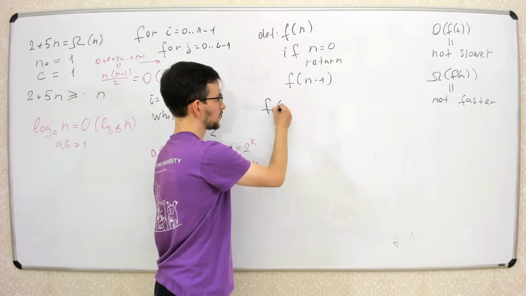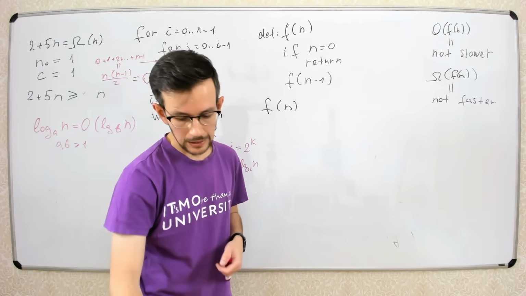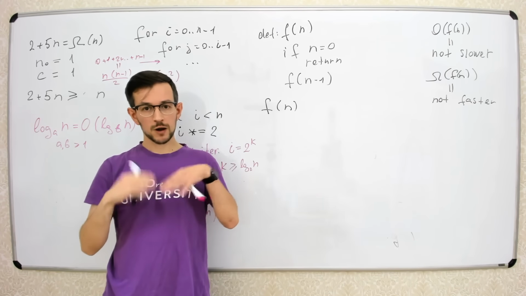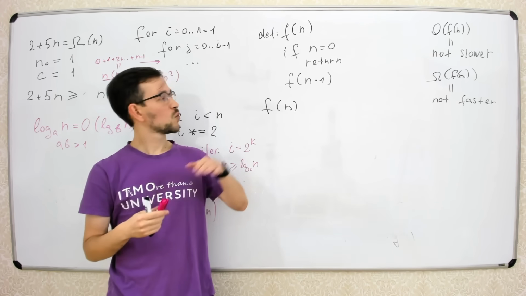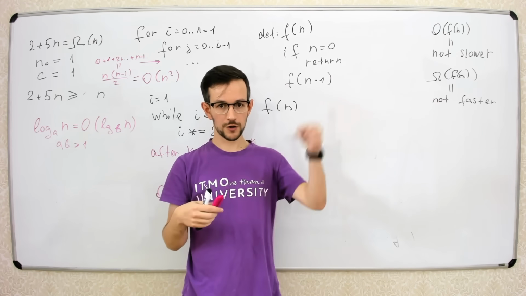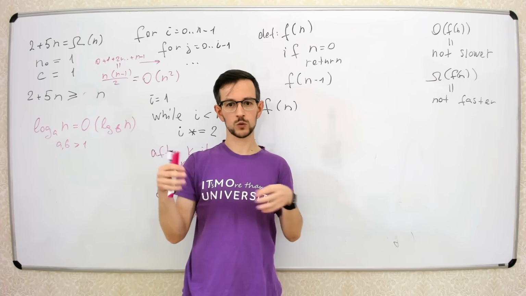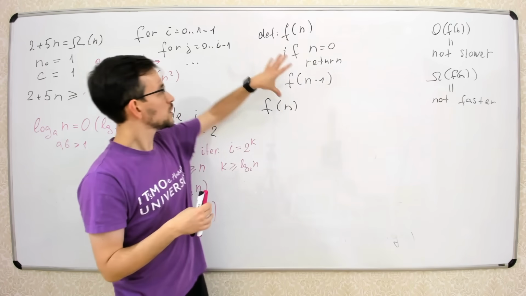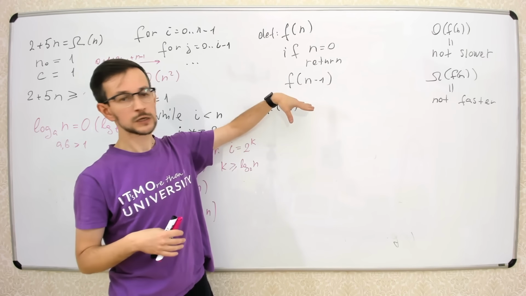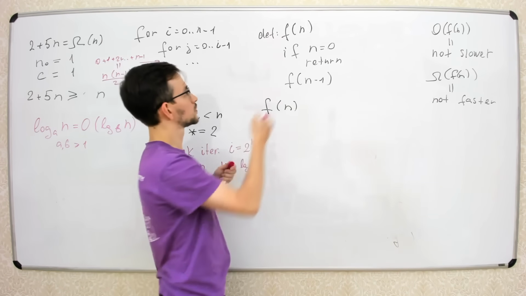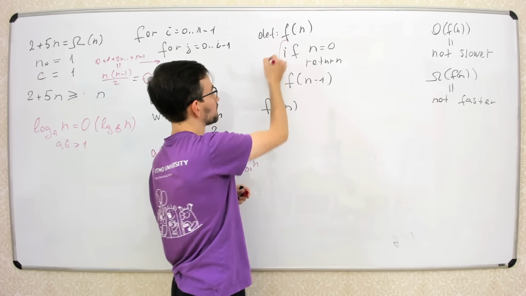So, what happens if we call f of n here? Now, to calculate the time complexity of a recursive algorithm, we need to calculate the number of times you call the recursive function, and for each call, add the time you spend in it. Each call of this recursive function works in constant time. We don't have any cycles here. So this all works in constant time.